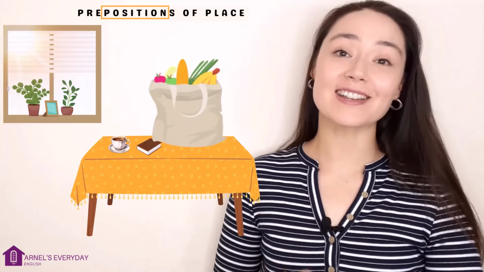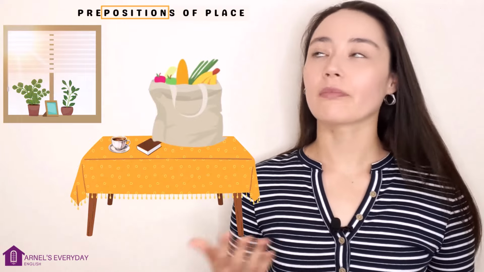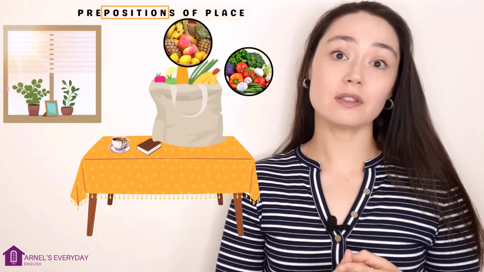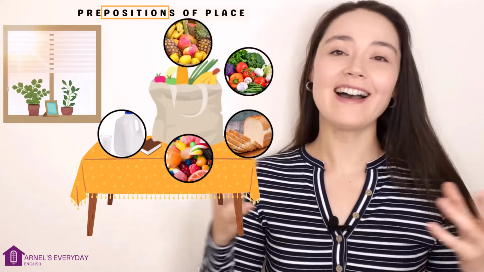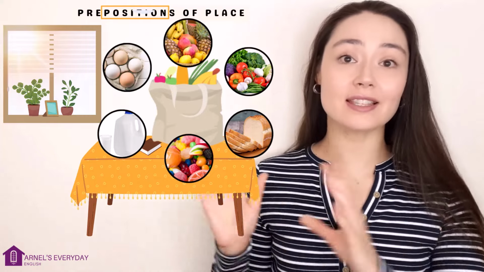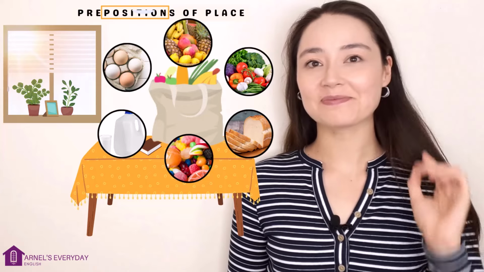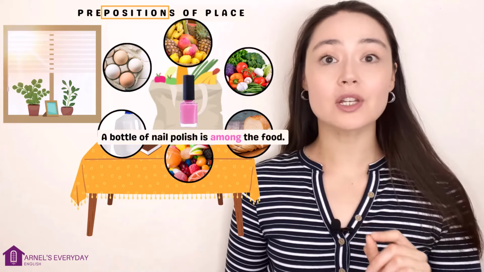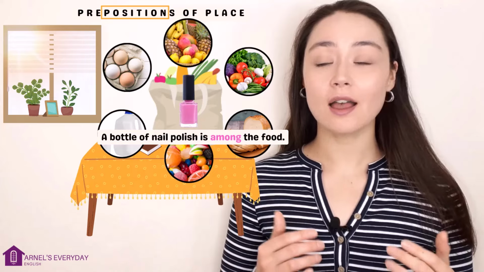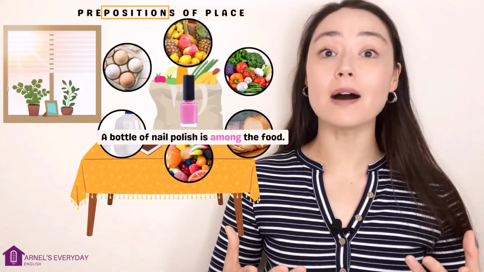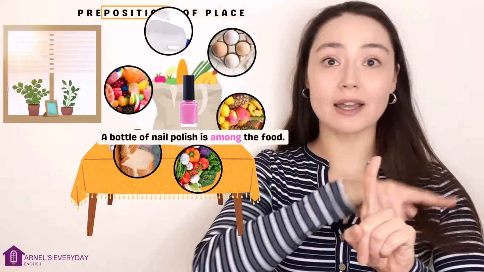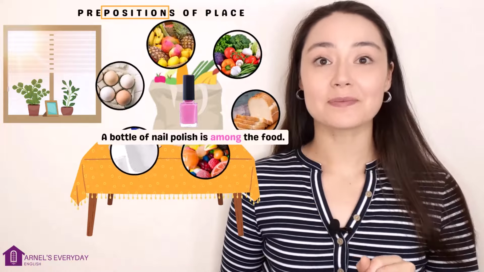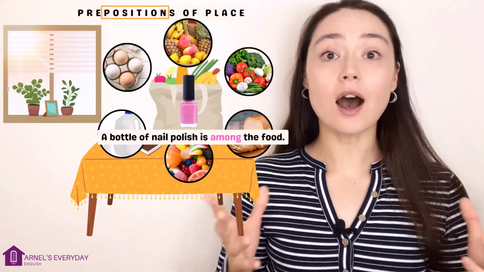So you can see I went shopping. I went food shopping. I bought fruit, vegetables, bread, candy, milk, and eggs. There are a lot of things in this bag. A bottle of nail polish is among the food. Among can mean two things. First, it can mean surrounded by. It can also mean in a group.